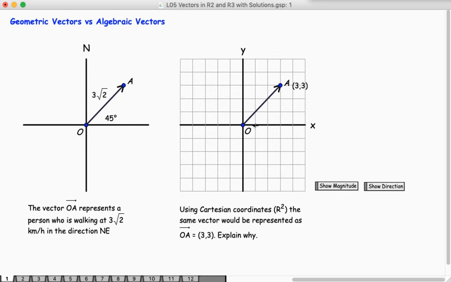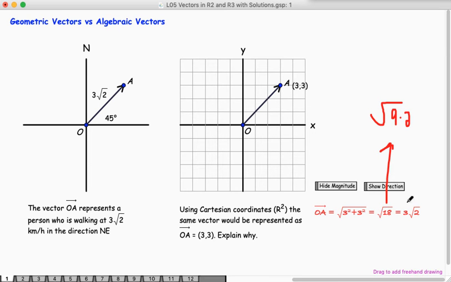So the length of this side here is going to be 3. The length of that side there is also 3. So we should have the square root of 3 squared plus 3 squared. 9 plus 9 is 18. That's the square root of 18. This is 9 times 2. So the square root of 9 is 3, and times 2. So just showing you again where that's come from, that's root 9 times 2, square root of 9 being 3. So this is 3 root 2. So I've shown they have the same magnitude.